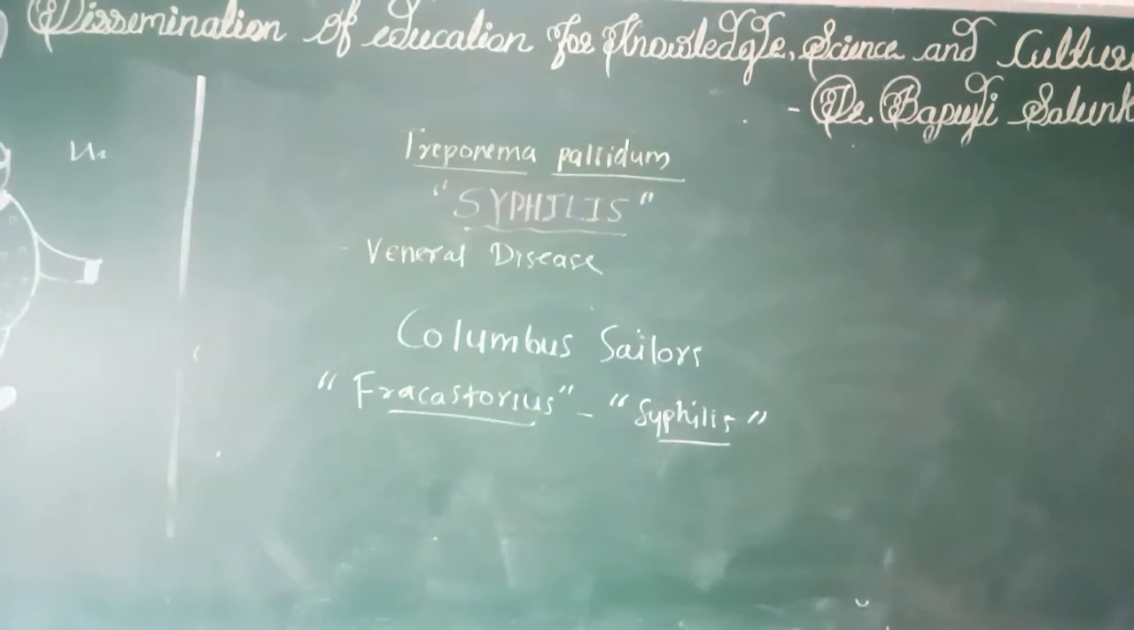So what is cardiolipin? Cardiolipin is a kind of lipid, and phosphatidyl glycerol forms cardiolipin. Cardiolipin is an antigen which is present in Treponema as well as in mammals and in bovines.